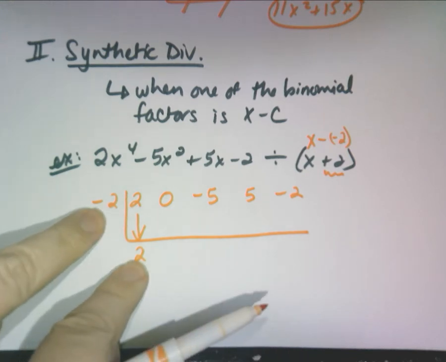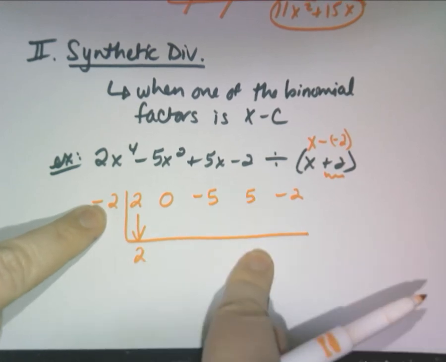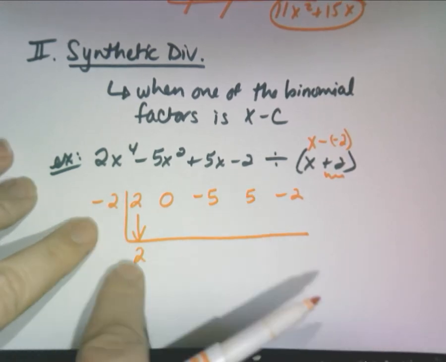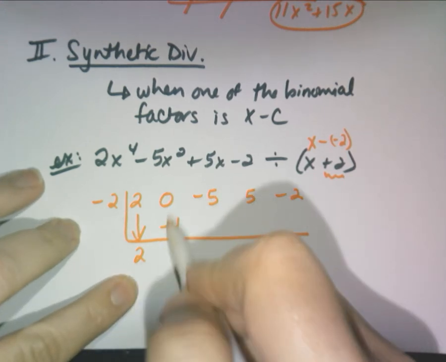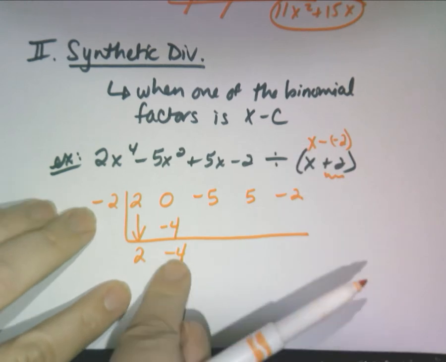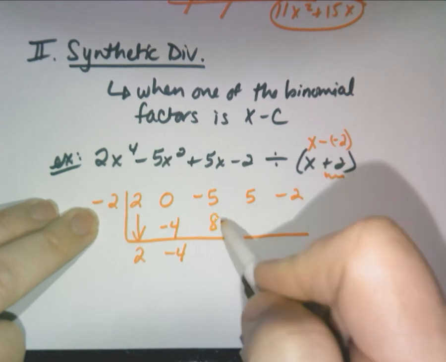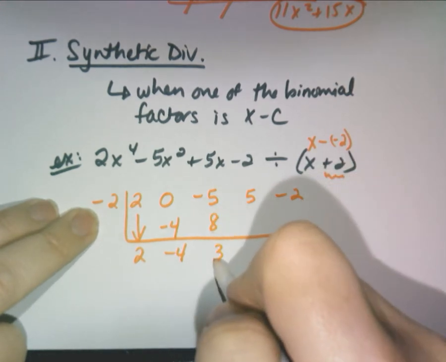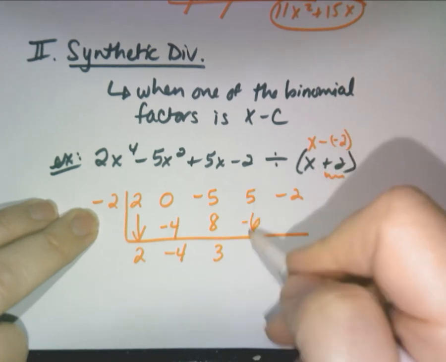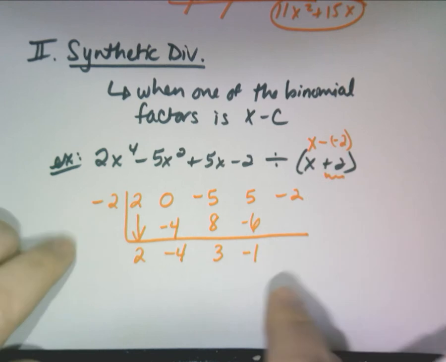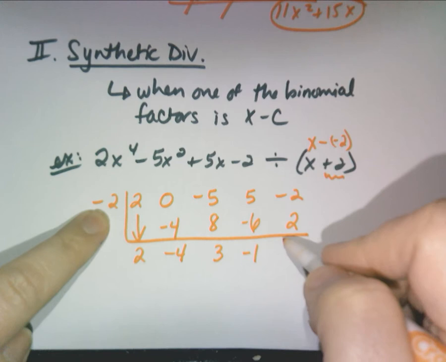Then you multiply, put it here, add. Multiply, put it here, add. Multiply, put it here, add. That's the whole thing. So multiply negative 2 and 2, what do you get? Negative 4. Put it here, add. Negative 4. Multiply. What's negative 2 and negative 4? 8. Put it here, add. 3. Multiply. Put it here, add. 5 and negative 6 make negative 1. One more time. Negative 2, negative 1. Multiply is 2. Add. What do you get?